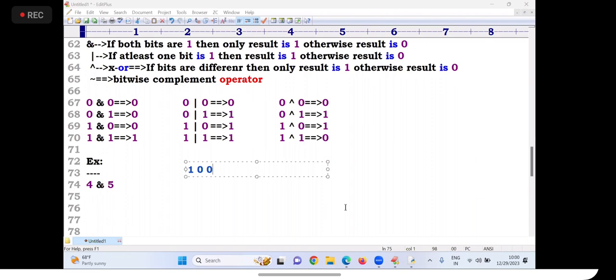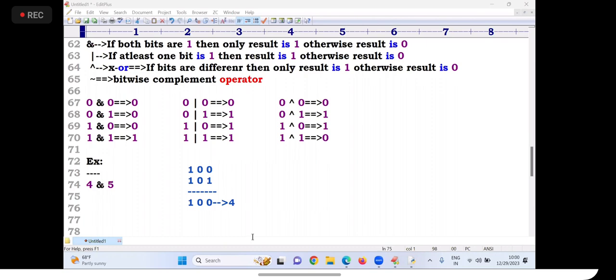Then what is the value? 4 only. Now tell 5, that is 1 0 1. Divide by 2, you will get it. More explanation is not required. Now, 100 and 101. Which operator are you applying? AND, that means bit by bit. First bit on the left side, 1 and 1, what is the output? 1. 0 and 0, 0. 1 and 0, 0. So 100, that is the result.